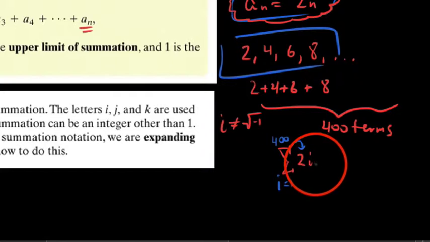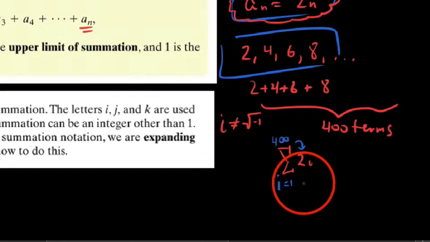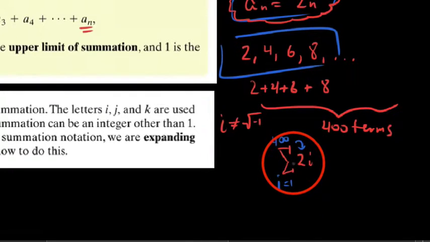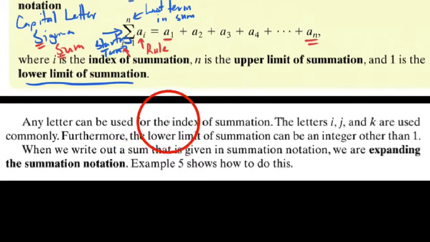And you know what, a person could go plug in 1 through 400 and find all the terms of that sequence, but that's essentially what it means. So when we write out a sum that is given in summation notation, we are expanding the summation notation. So example 5, which I mentioned here, shows how to do this. Let's take a look at example number 5.